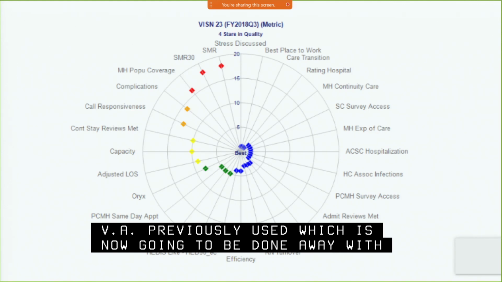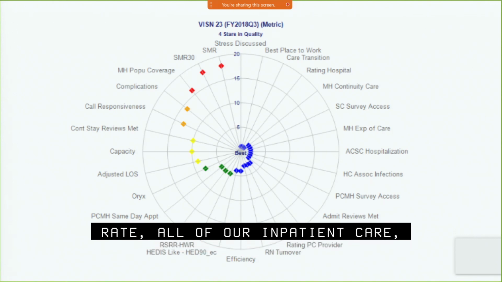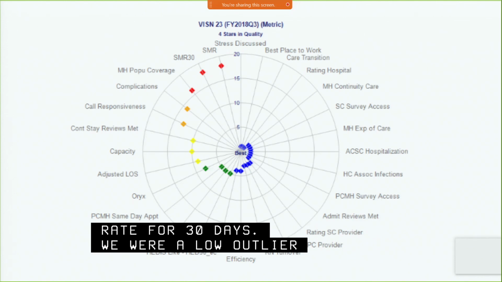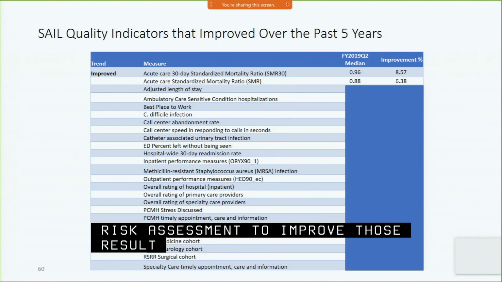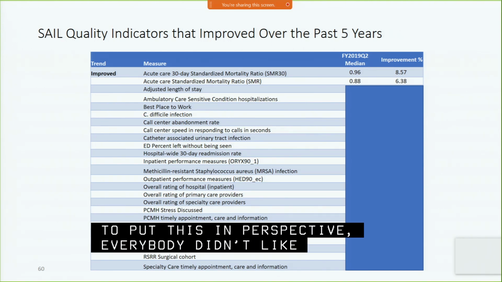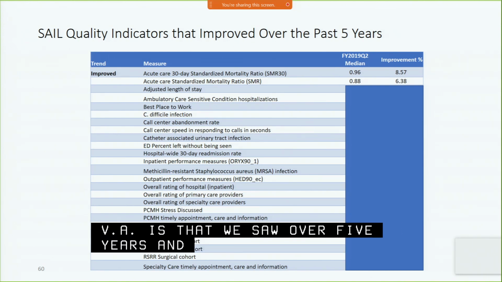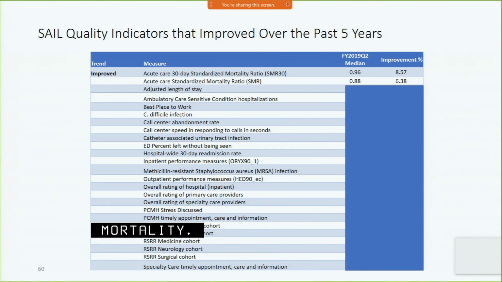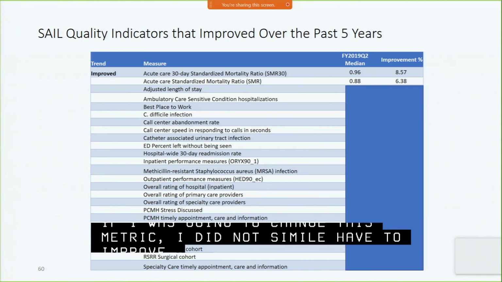We had a standardized mortality rate, which is essentially all our inpatient care, and our standardized mortality rate for 30 days. We were a low outlier and not getting good results. Maybe we could use frailty and risk assessment to improve those results. Now, to put this in perspective, everybody didn't like SAIL, but the one thing that SAIL did to our mortality rates across the VA is we saw over 5 years improvements in mortality in the whole VA system of 8.57 and 6.38% respectively. The point being here is that if I was going to change this metric, I didn't simply have to improve our system. I had to improve it in addition to the rate that the rest of the VA was improving.